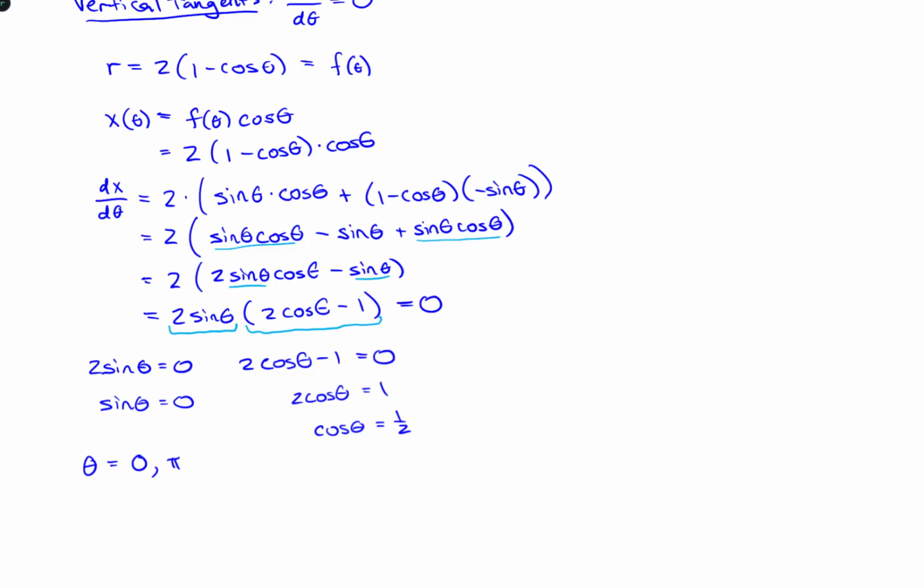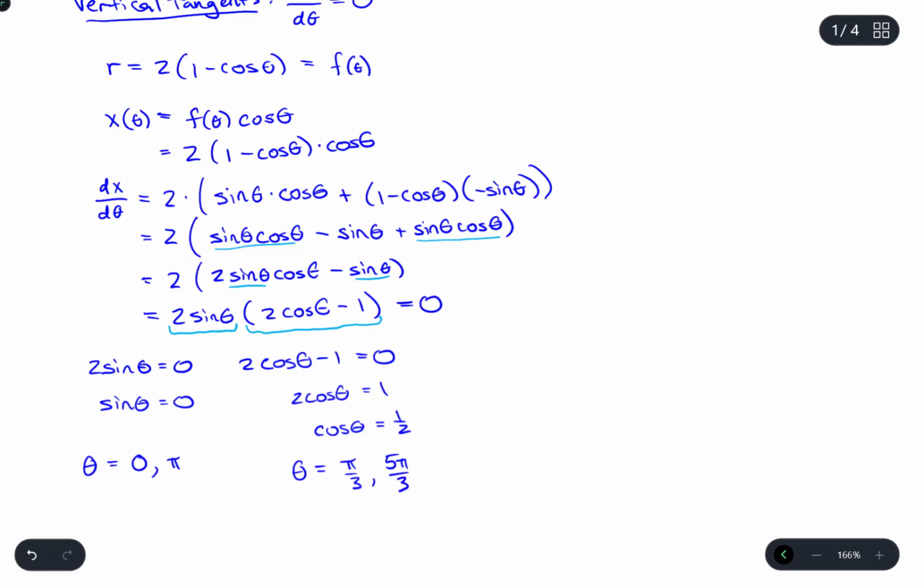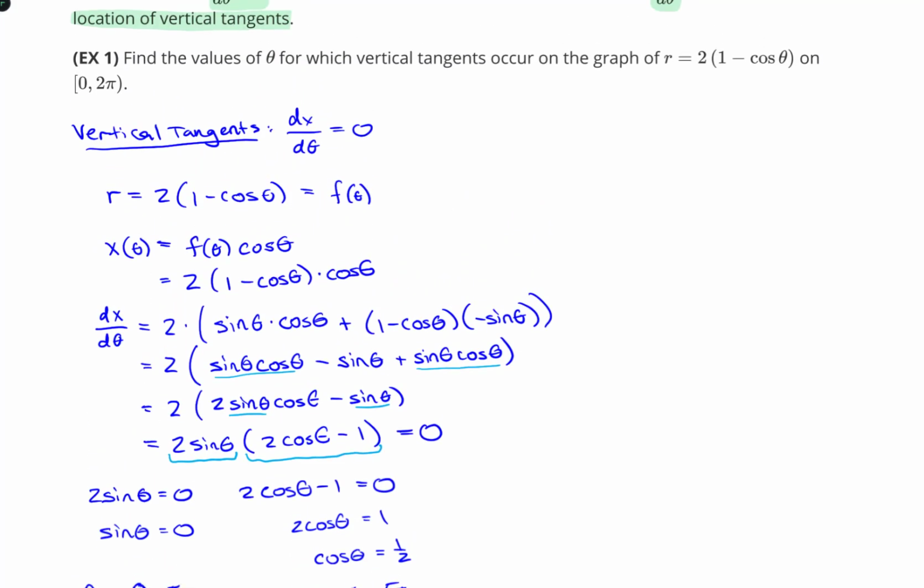And cosine theta being 1/2. So it's positive 1/2, that happens in quadrant 1, and that's going to happen at the angle measure pi over 3. And then just thinking about where else the cosine could be positive. So the mnemonic, all students take calculus. It could be positive again there in quadrant 4. So a reference angle of pi over 3 in quadrant 4 would be 5 pi over 3. Okay, so these are the locations where vertical tangents would occur. So we've answered the question here. So it said find the values of theta for which vertical tangents occur.